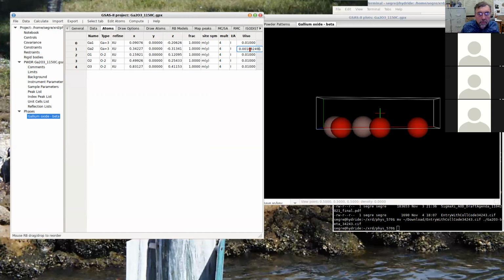And knowing that I can probably refine those for the gallium, but for the oxygen, they're really not going to be very stable. So I'm going to turn the oxygen off. And that's because for X-rays, oxygen's light, so you don't have a lot of density. So let's see what we get.